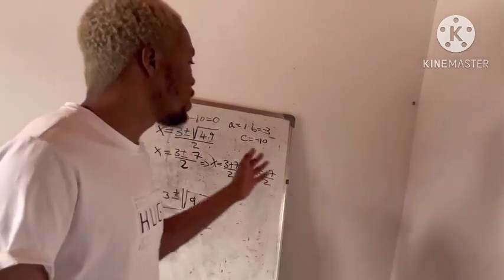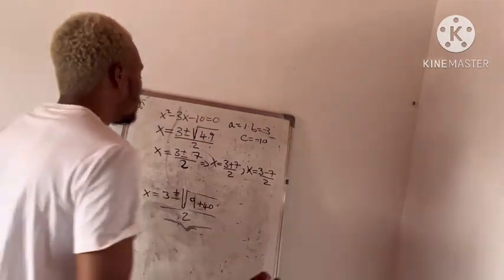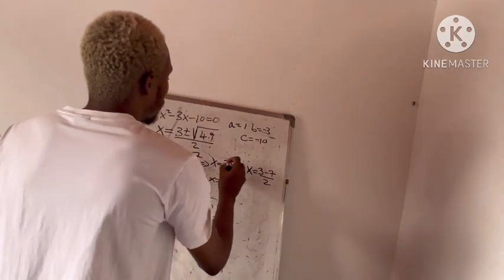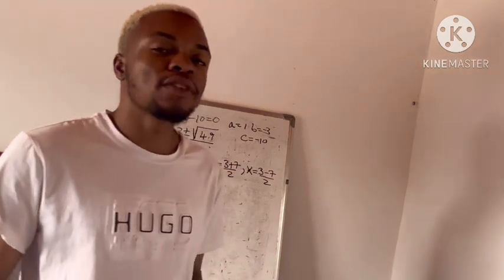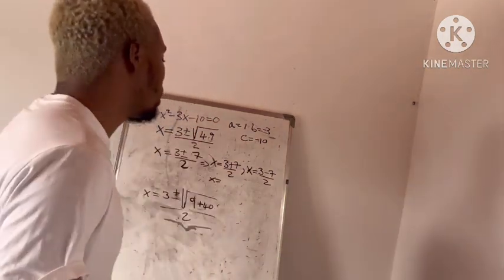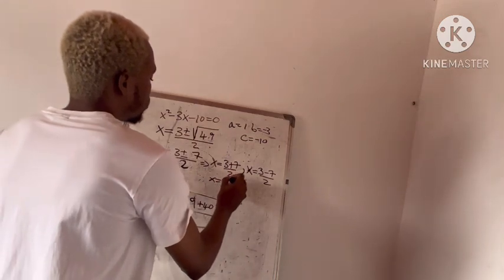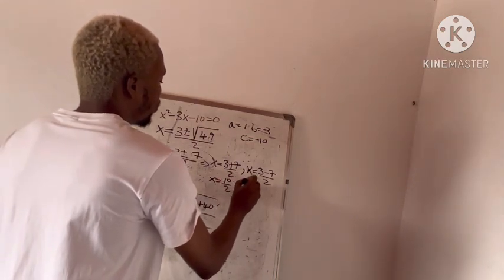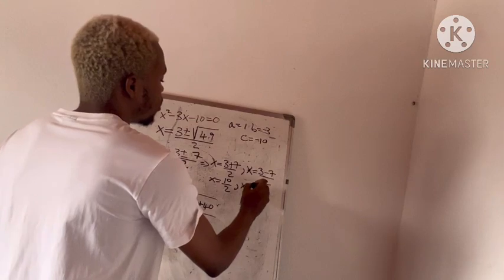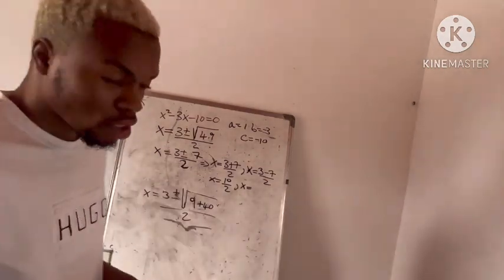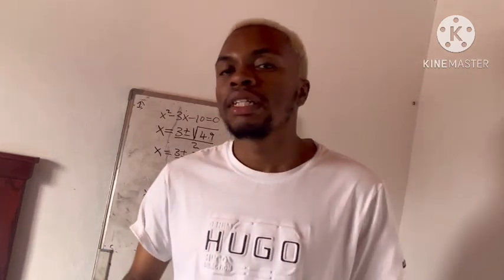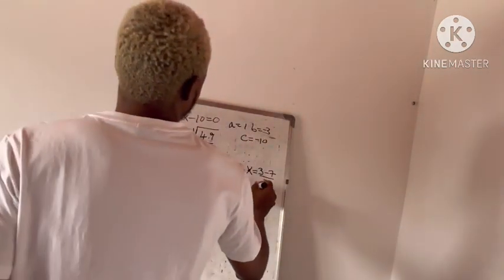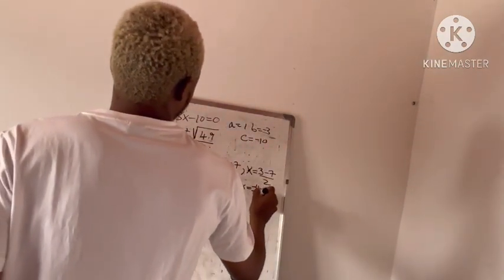Looking at this, what you do next is x will be equal to 3 plus 7, which is 10. Okay, 3 plus 7 is 10. So you then say 10 divided by 2. And here you have x equals 3 minus 7. What's 3 minus 7? 3 minus 7 is minus 4. So you have minus 4 all over 2.